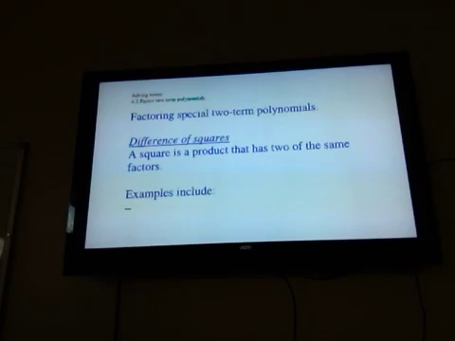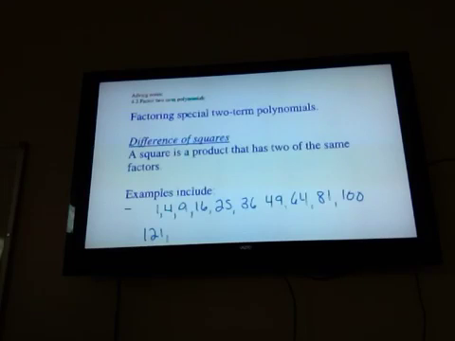A square is a product that has two of the exact same factors. Examples include, you know many of these already: 1 is a square. 4, 9, 16, 25, 36, 49, 64, 81, 100, 121, 144 are probably the first 12 that you already know. It is good to know. I'm not going to ask you to memorize. Maybe you have to do this in geometry.